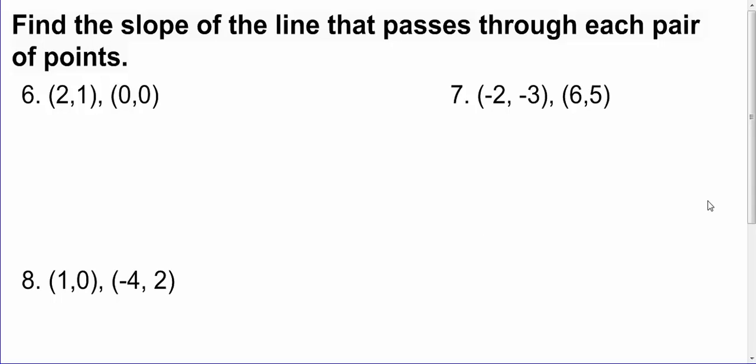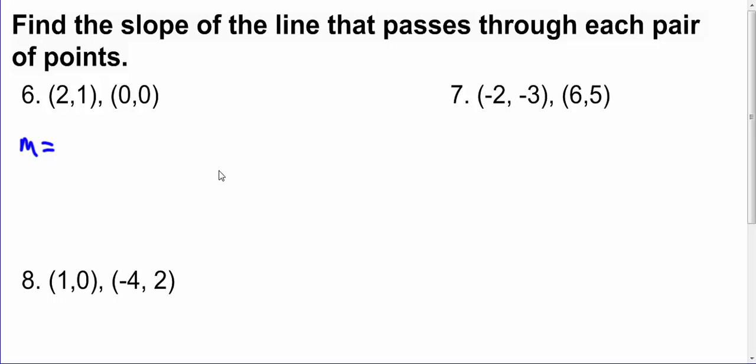Sometimes it takes more than just simply looking and writing down a number or drawing the triangle. At times we actually have to use the formula. So let's do that here on questions 6 through 8. Find the slope of the line that passes through each pair of points. So we'll start with this, m equals, and by the way, I didn't highlight this earlier, but m is the letter we use to represent slope pretty regularly.